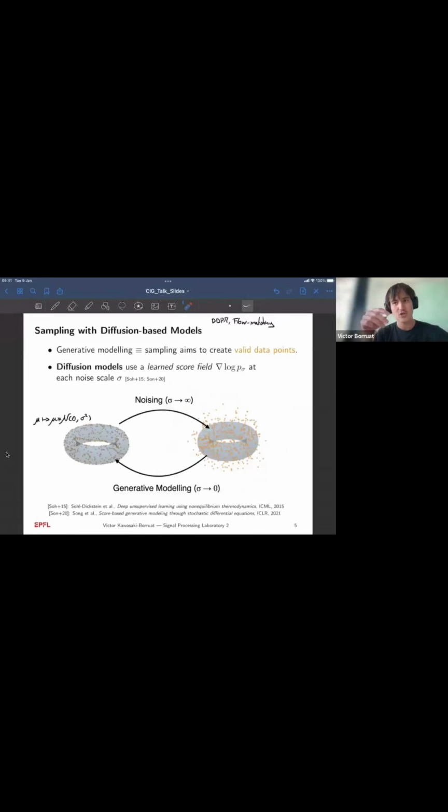And so now to generate a new data point, we sample a random Gaussian in our Euclidean space, let's say here, and then we push it along the reverse dynamics. What that means is that instead of taking sigma going to infinity, we're going to take sigma from infinity going down to zero. So it's kind of like we're reversing time, right? In one case, you're expanding it, and now you're going to contract it back.